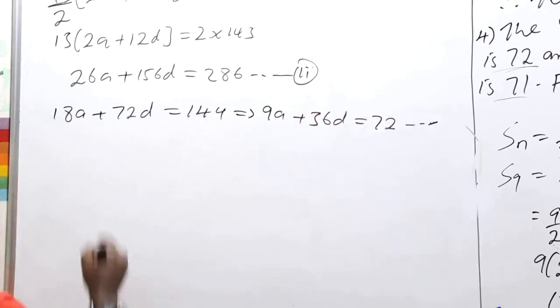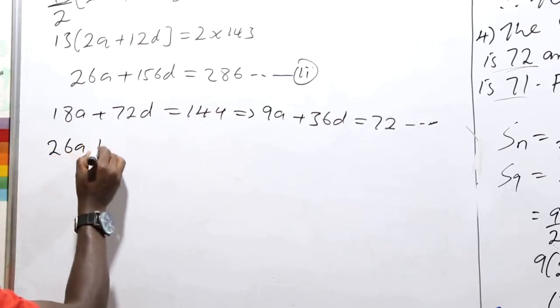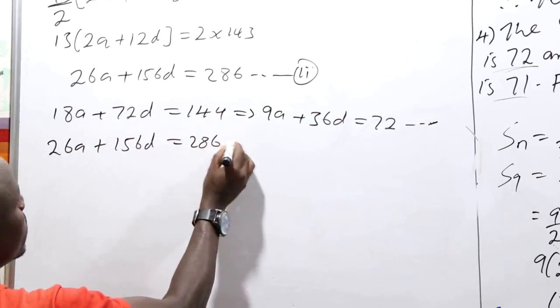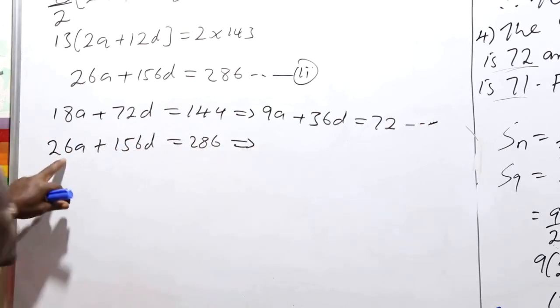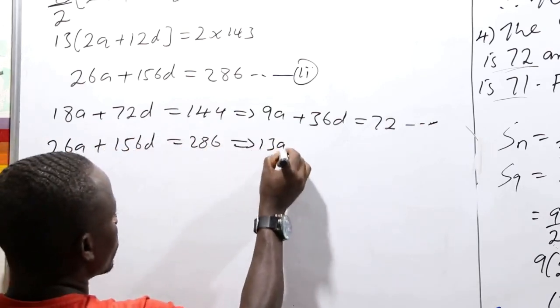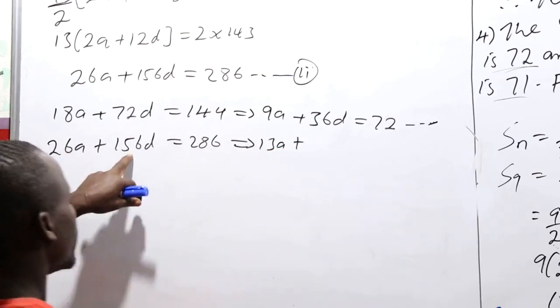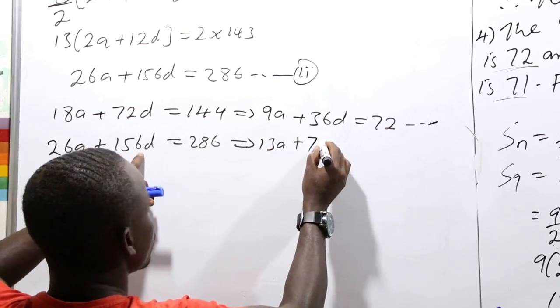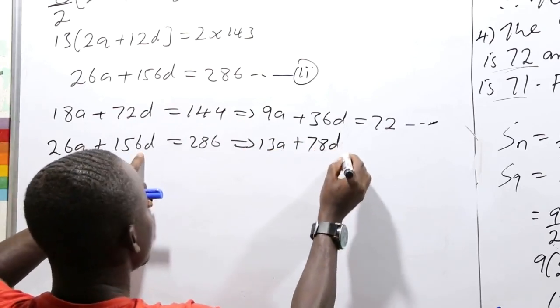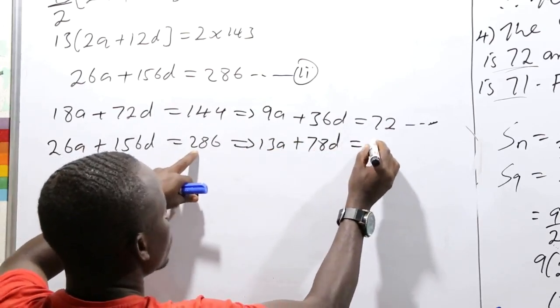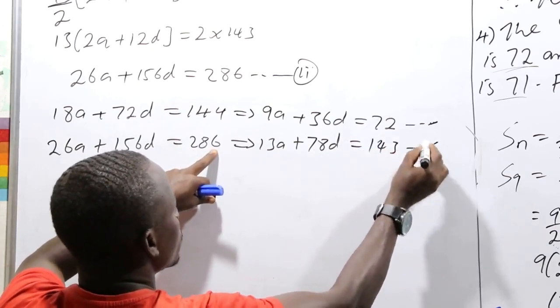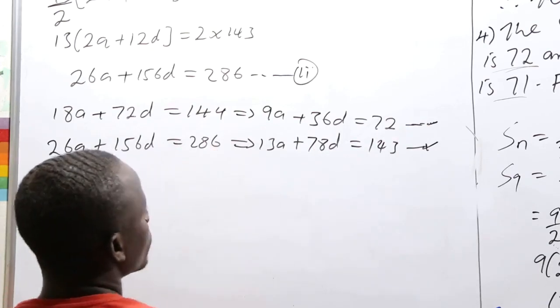Then the second equation is 26a plus 156d equals 286. This can also be reduced. Divide by 2 here, we have 13a plus 78d equals 143. So solve these two equations simultaneously.